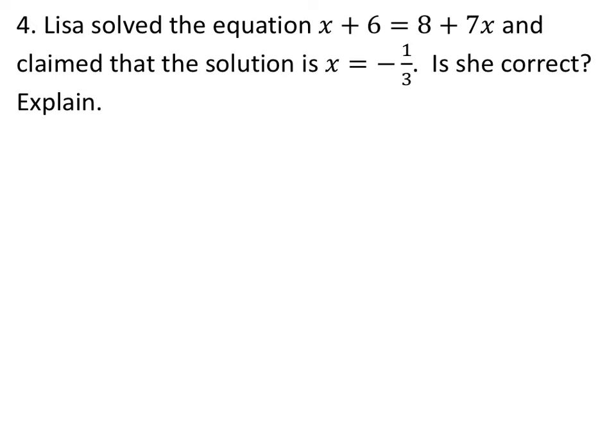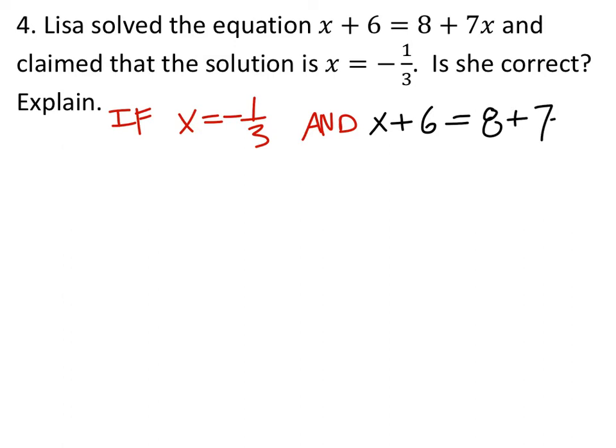Lisa solved the equation x plus 6 equals 8 plus 7x and claimed that the solution is x equals negative 1/3. Is she correct? Again, we want a full sentence for this explanation. It should look like the last two that we just did. Let's look at y then. So again, I'm going to say if x equals negative 1/3, and again, it's based on the equation, so x plus 6 equals 8 plus 7x, then we're going to take the equation, but we're going to be replacing the x's with that negative 1/3.